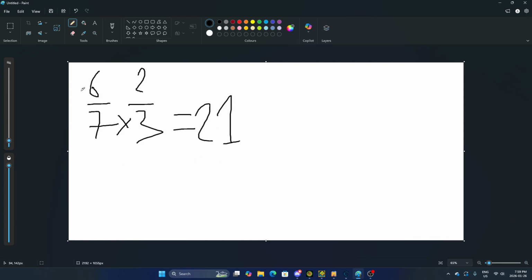So now to get these values, we multiplied 7 by 3 and multiplied 3 by 7. So whatever we gotta do to the bottom, we gotta do to the top. So 6 times 3 equals 18.